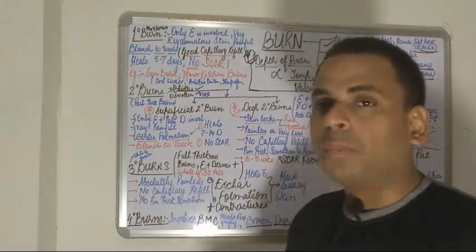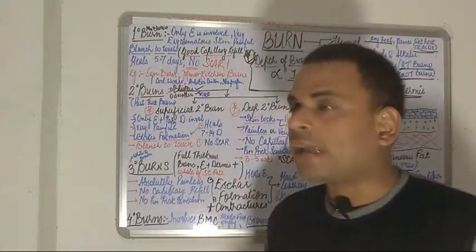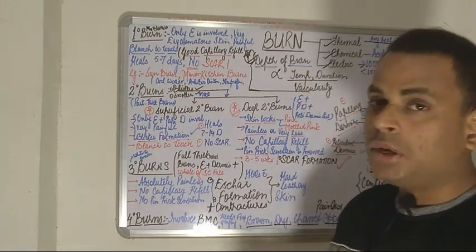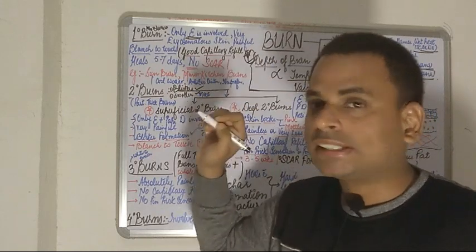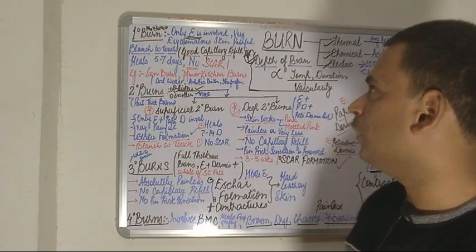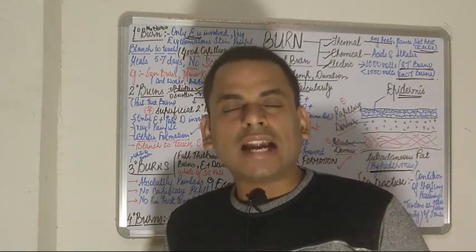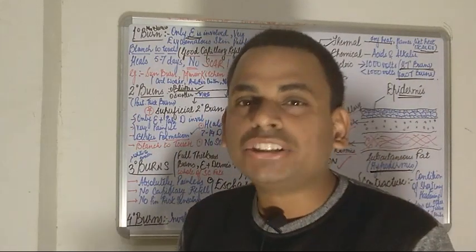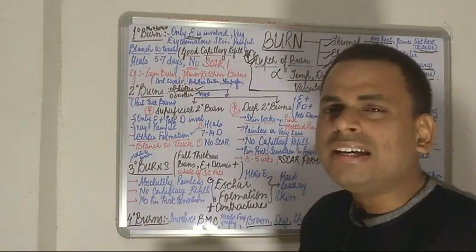So beginning with the 1-degree burns or the primary burns. In the case of the primary burns or the 1-degree burns, what we can see is that only the uppermost layer of the skin, that is the epidermis, is involved, and the skin appears very erythematous. That is, the skin is going to have a reddish appearance, and such burns are mildly painful.